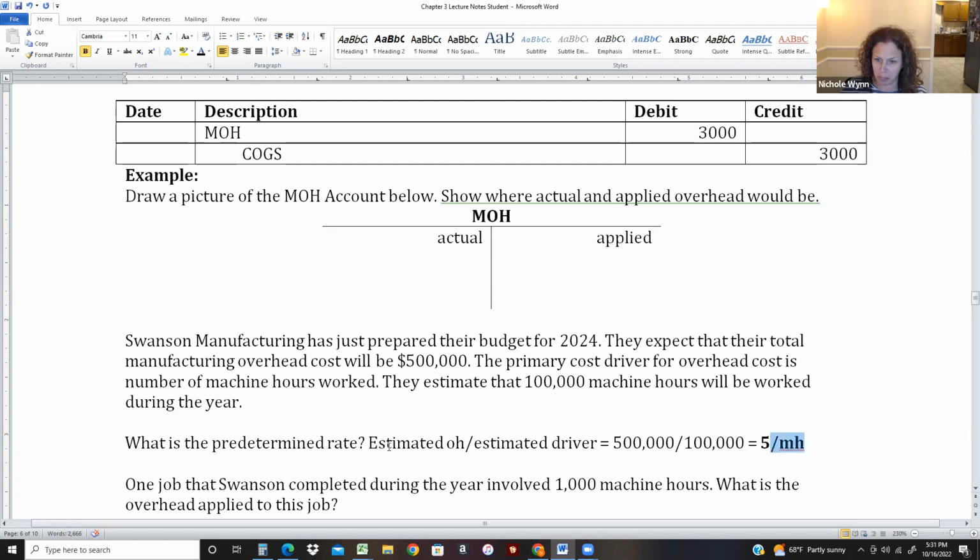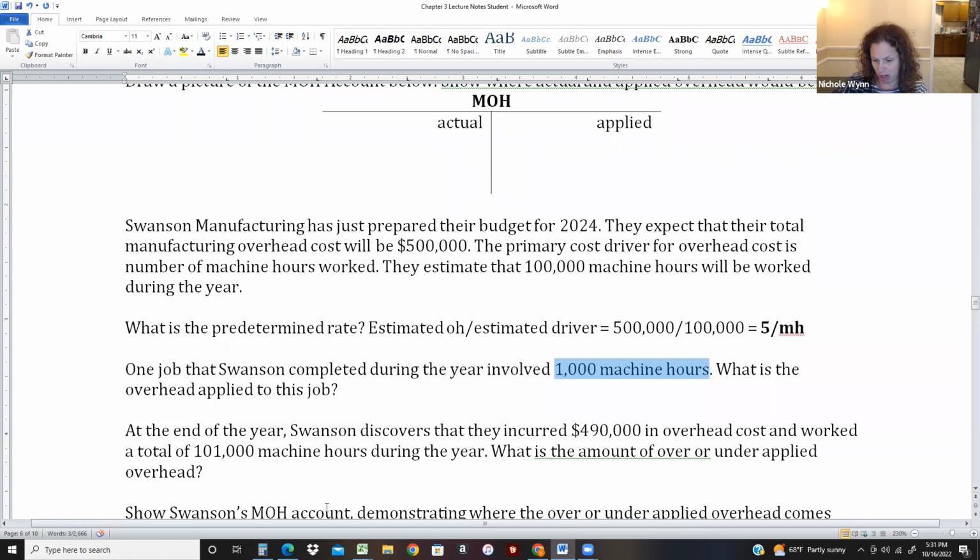Okay, so 5 per machine hour is our predetermined overhead rate. And I always write the per, because later on, when you have a whole lot of different numbers going on, you need to see what that predetermined overhead rate is. So one job that we completed during the year involved 1,000 machine hours. So what's the overhead applied to that job? So that one job had 1,000 hours. And so 1,000 times 5 per machine hour would be $5,000 of overhead.